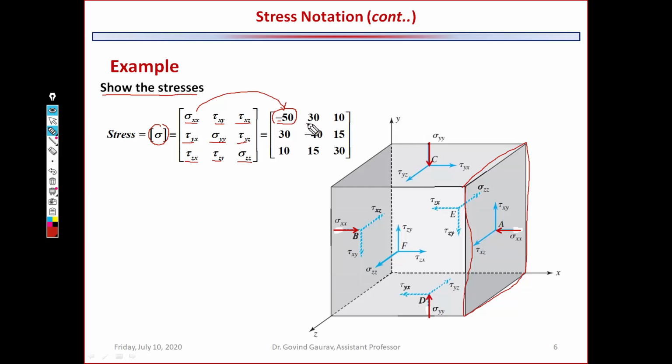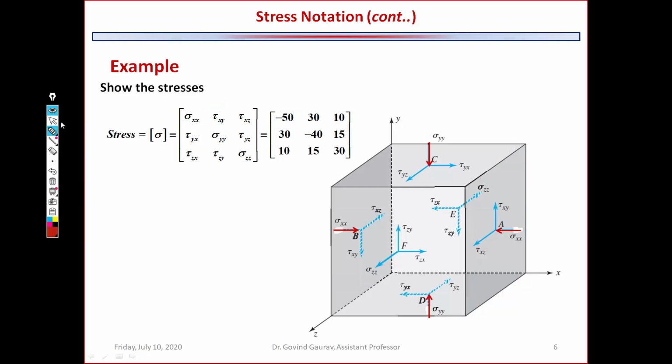Again, the value of tau xy is given as 30. So again it will be acting in the positive direction. The value of tau xz is given by 10, and again this is acting in the positive direction because it is given by the positive sign.